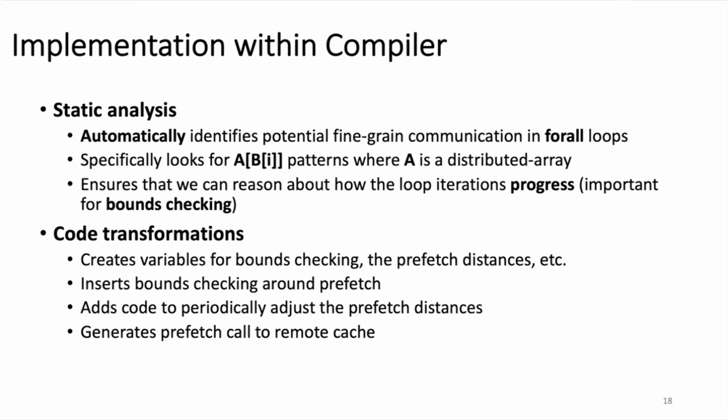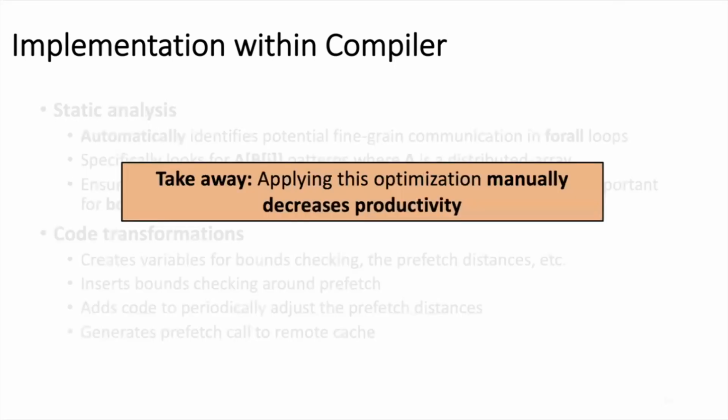We have to actually implement the bounds checking, add code that's going to be periodically trying to adjust the prefetch distances using the runtime information. So there's a lot that goes into actually modifying the code. And that's the takeaway here: you don't want to do this manually. It will decrease your productivity. So that's why we want to rely on the compiler to automatically do this optimization. And again, there are a lot more details on the compiler side of this that I'd be happy to talk about offline.